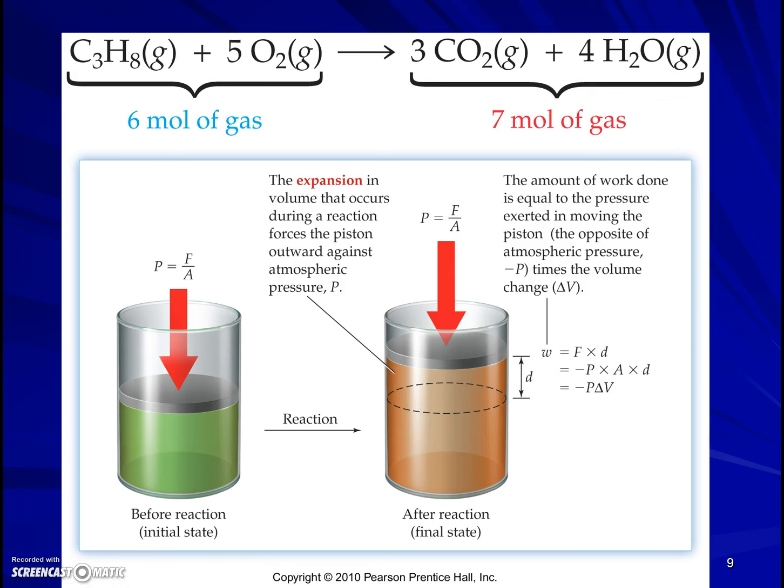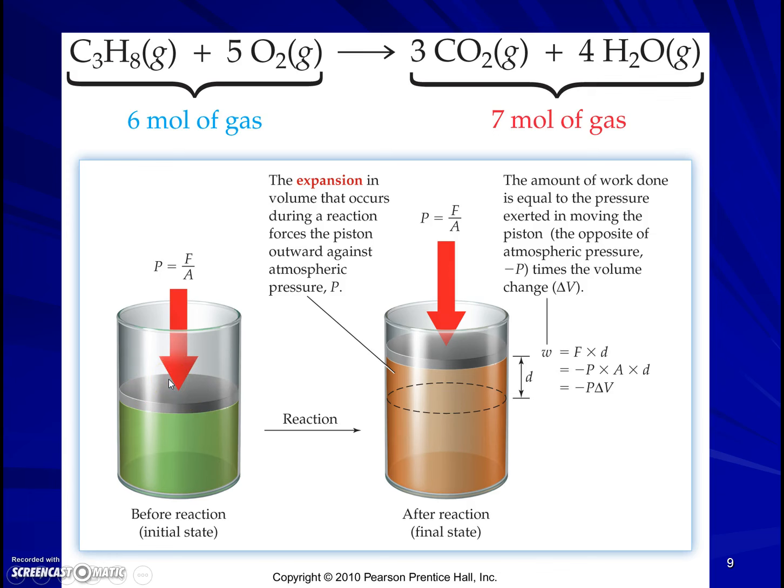Now, what kind of a reaction might cause this kind of work? Let's say this green highlighted area is some methane and some oxygen. Specifically, let's say it's 1 mole of not methane, propane gas, and 5 moles of oxygen. So that's what's in here. And there is a certain pressure holding this piston down.